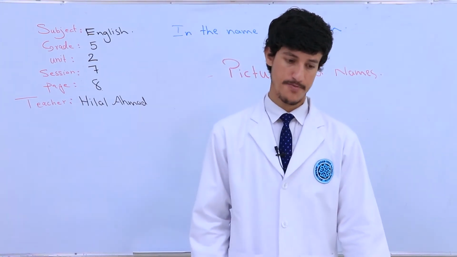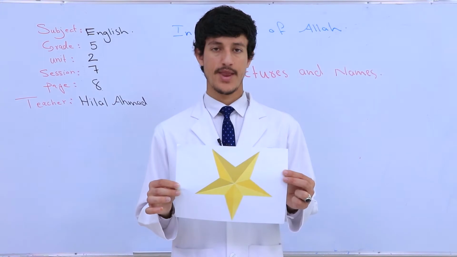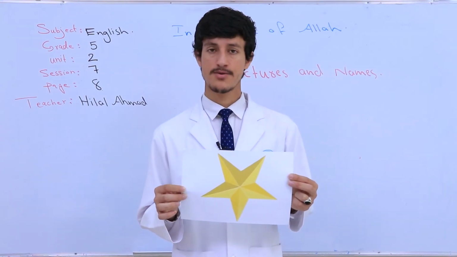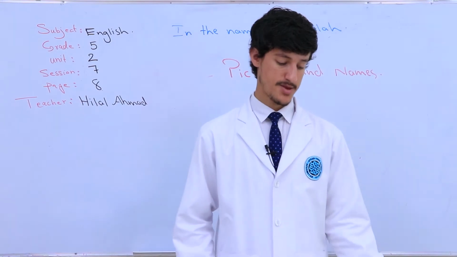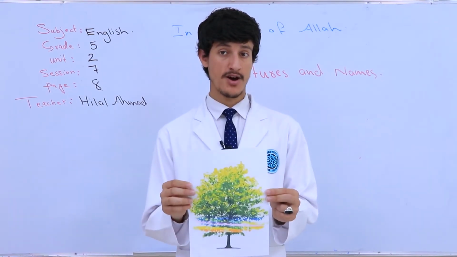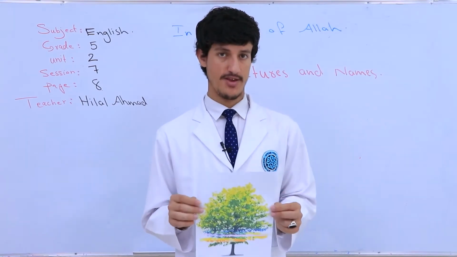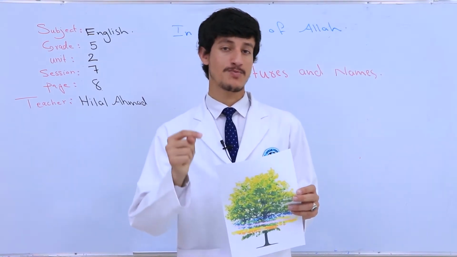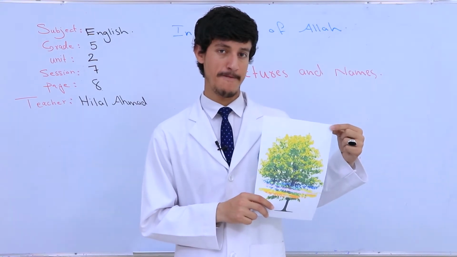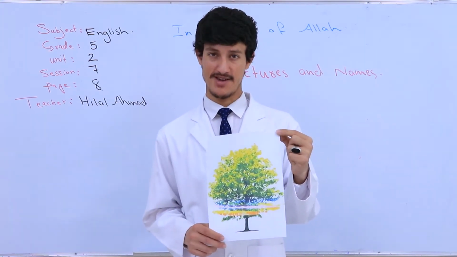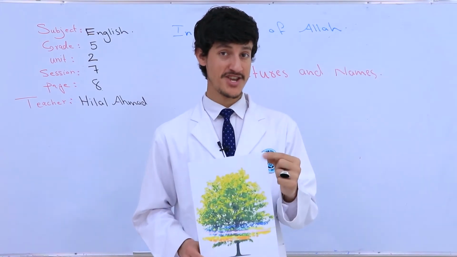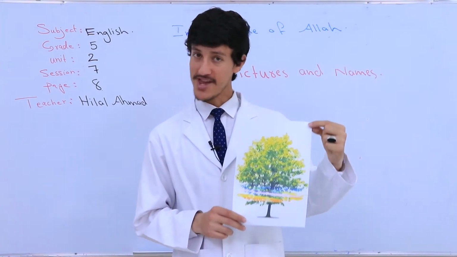The next picture is star. Star. Star. Star. Story. And the next picture is tree. Tree. Tree. Tree. In the spring, try to plant a tree. Plants give beauty to nature. Plant trees so that our homeland becomes green and beautiful. Right. Tree.